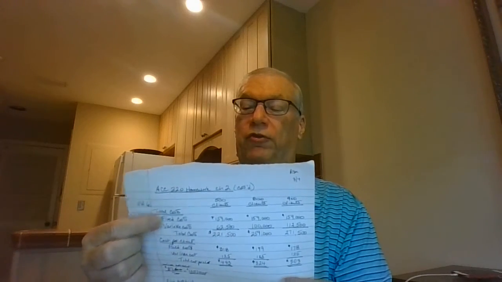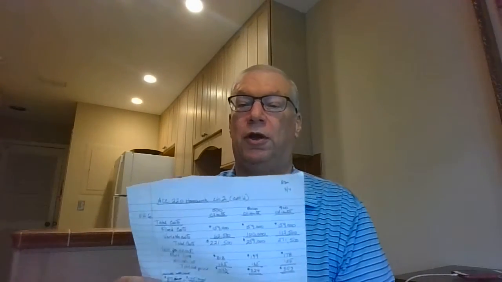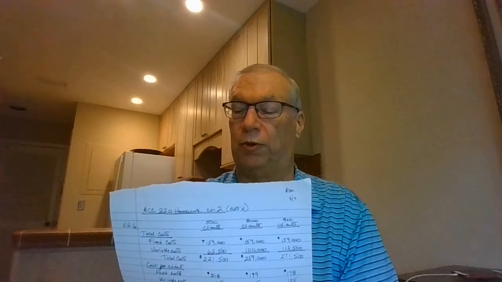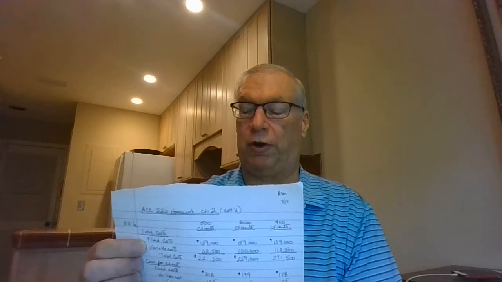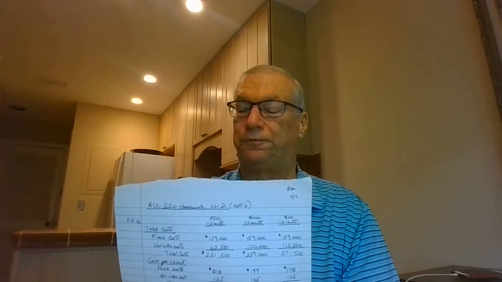Total cost, you got fixed costs of $159,000. That doesn't change. That's the same whether it's 500, 800, or 900, assuming that 900 is still within the relevant range for this business. Then variable costs. Well, how did we get variable costs? Well, I had to do some math down here.